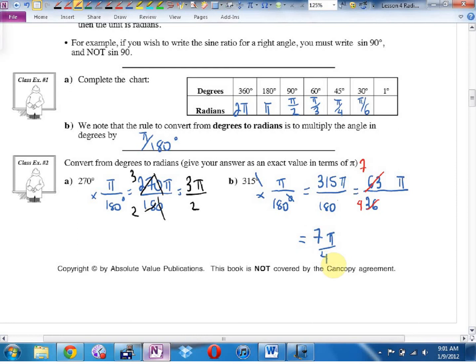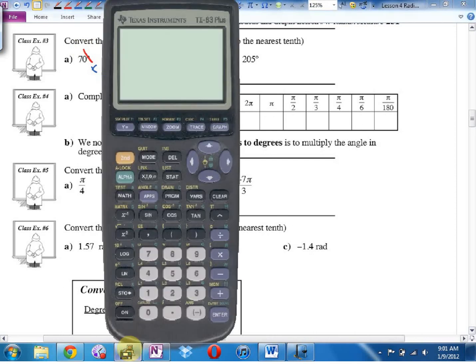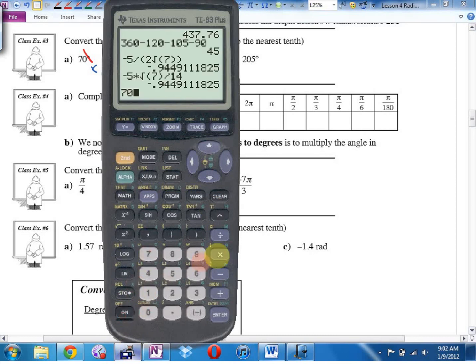Example 3 says convert the following from degrees to radians. What does it say in brackets, Ryan? That tells me I'm supposed to use a calculator. My little tricks won't work. So 70 degrees, I'm going to multiply by pi over 180 degrees so that my degrees cancel. And I'm going to get 70 times pi divided by 180, which is what on your calculator? Where's the pi button, Mr. Dueck? Right there. 70 times pi divided by 180. 70 degrees is about 1.22 radians.